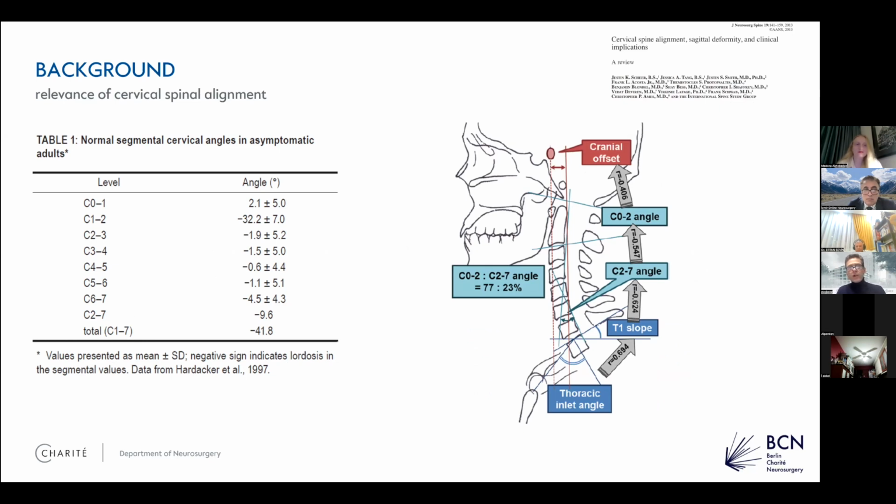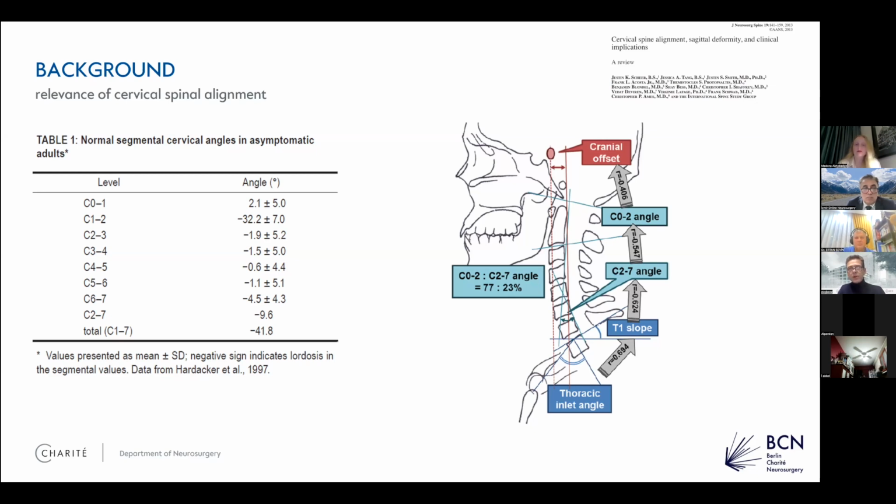So the most important angles that you measure are the following. First of all, you measure the lordosis between C2 and C7, and then you have the T1 slope, which is here. The T1 slope is very similar to the sacral slope, and this already shows you that there are some similarities and some parallels between the cervical alignment and the lumbar pelvic alignment. So T1 slope is analogous to the sacral slope.